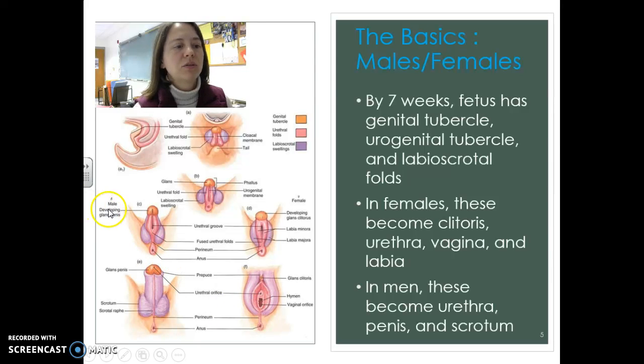Coming over to the men's side, the genital tubercle would become the glans penis, the head of the penis, and the urogenital tubercle would be the urethra inside the penis, and then the labioscrotal folds would become the scrotum themselves.